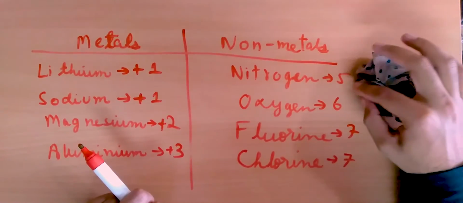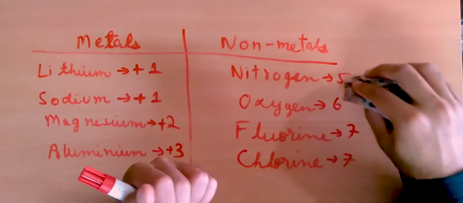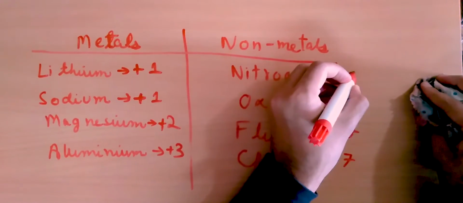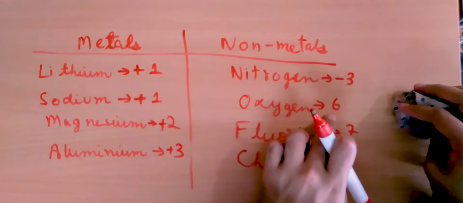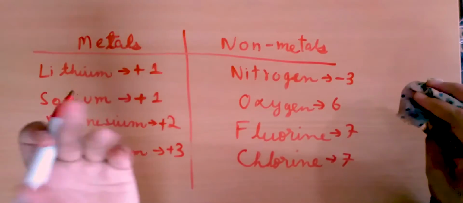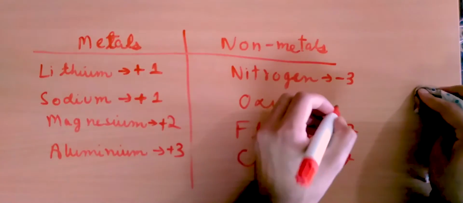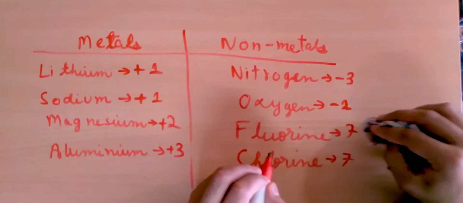So instead of giving those 5 electrons away, it would simply get 3 electrons, and if it wants to gain 3 electrons, it has a valency of -3 because it lacks 3 electrons. Similarly, oxygen doesn't want to give those 6 electrons away. It would simply take 2 electrons, so 2 plus 6 would become 8, and therefore its valency is -2.